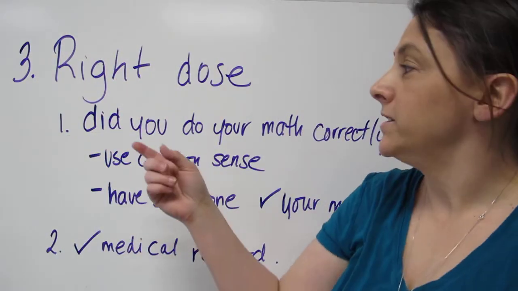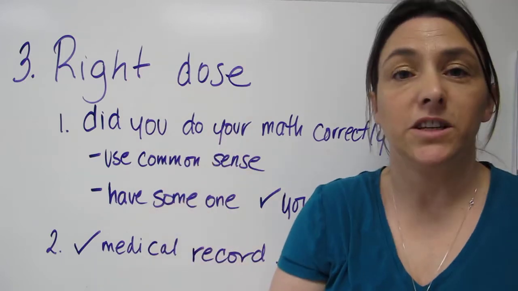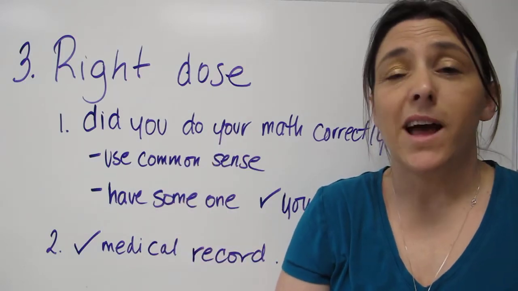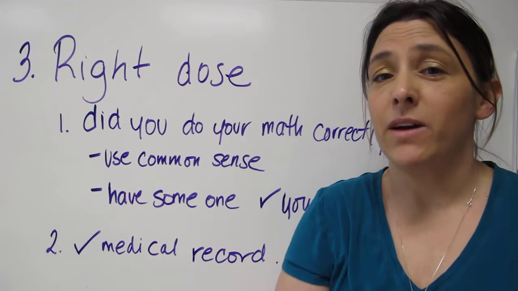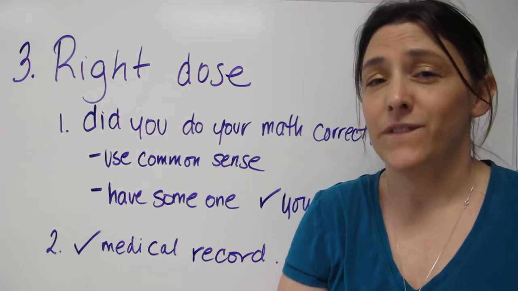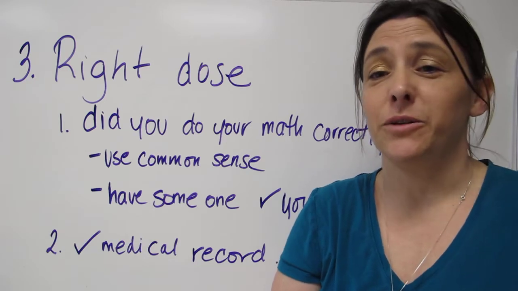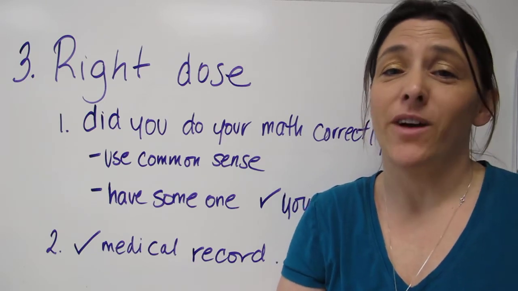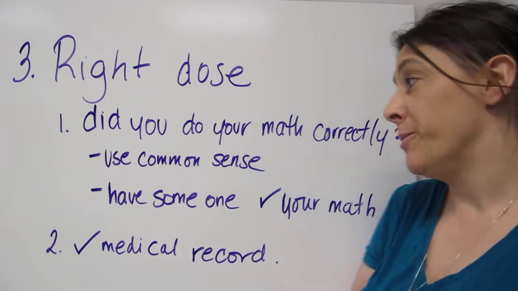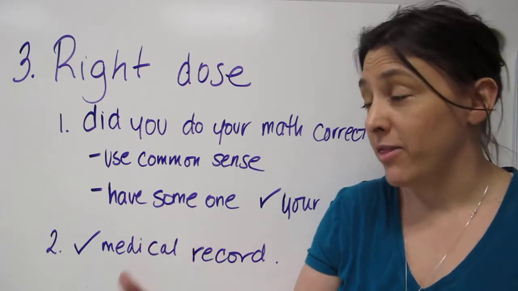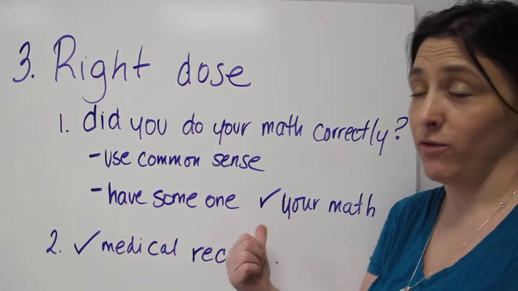The 3rd one is the right dose. Did you do your math right? Does that dose make sense? A 5-pound dog does not get 500 milligrams of cephalexin. If you calculated a dose and a 5-pound dog needs 500 milligrams of cephalexin, you might want to recheck your math. Have somebody recheck it for you.